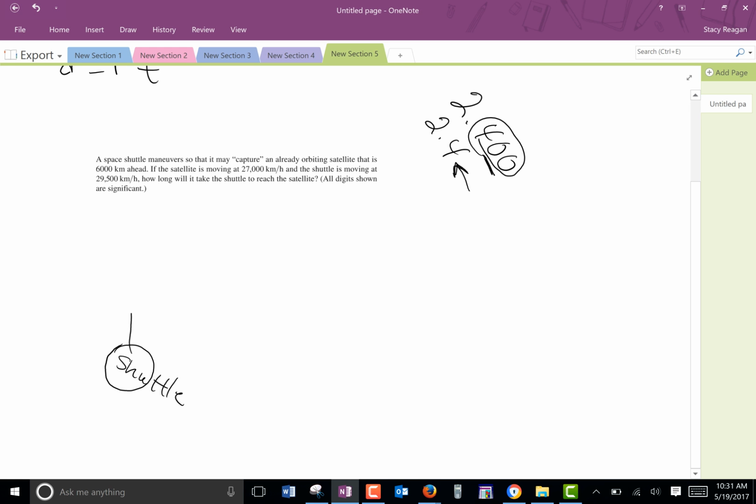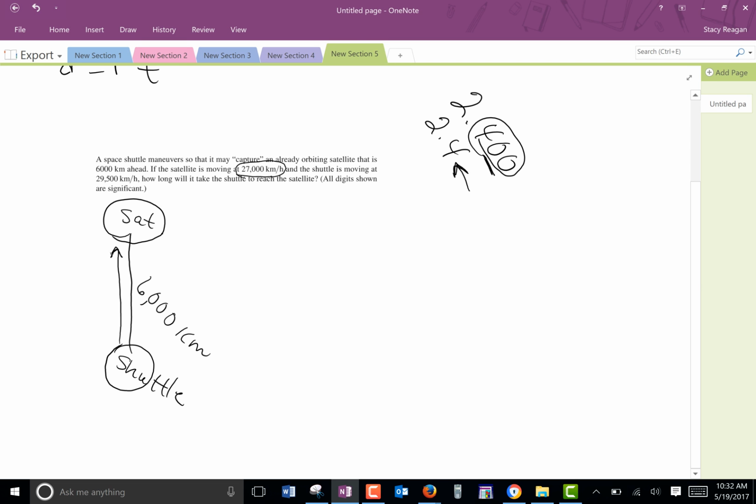So I'm going to do this. I'm just going to draw a line and I'm going to say, well, that's 6,000 kilometers. And at the end of the 6,000, there's a satellite. So there's a very simple picture of what's happening. And since this is a distance, I know that somewhere I'm going to need to talk about those distances. And it even tells me, it says, the satellite is moving at 27,000 kilometers per hour.